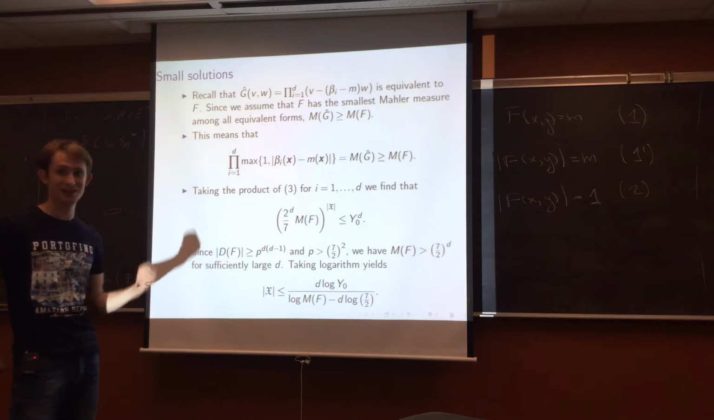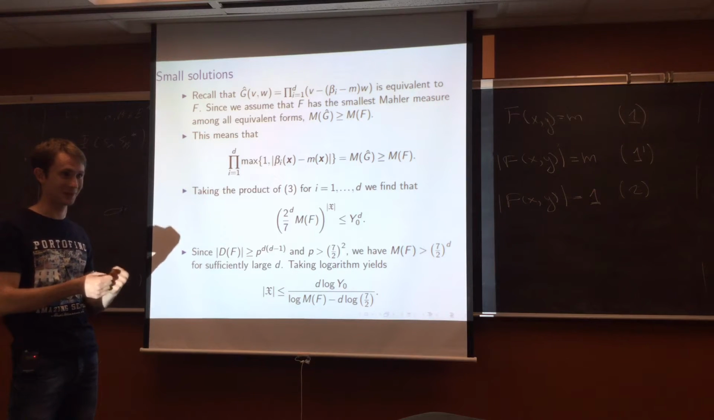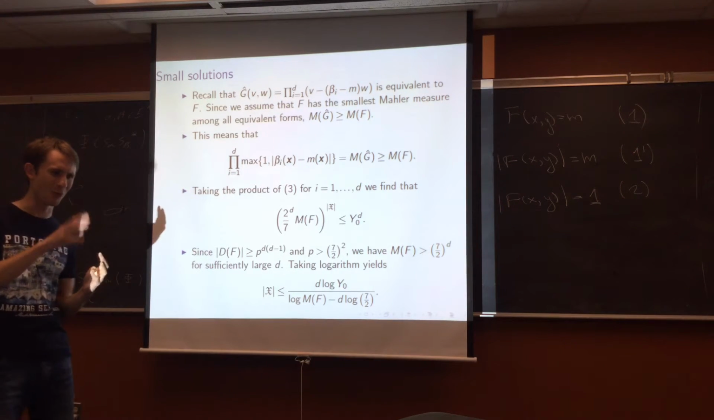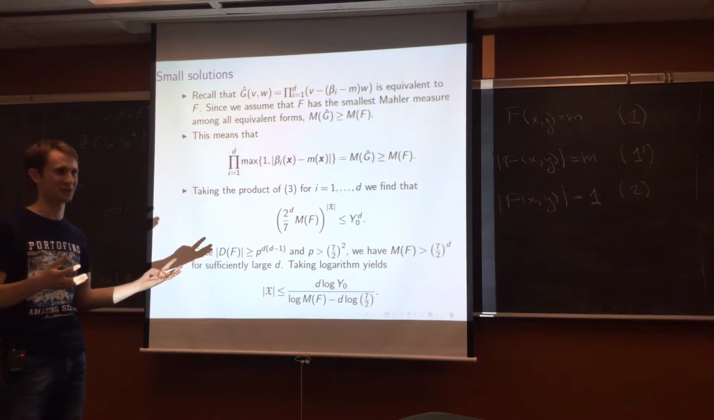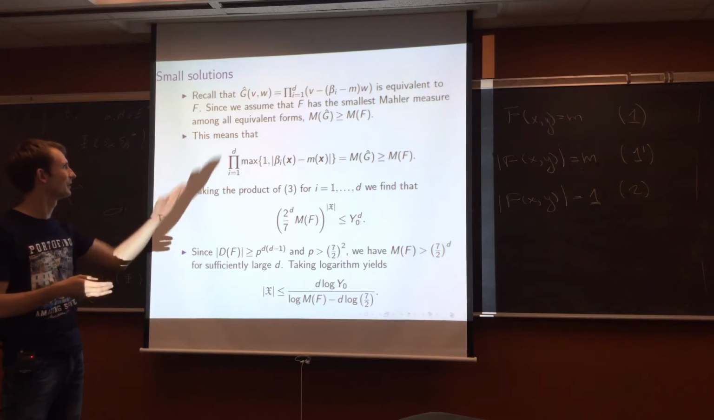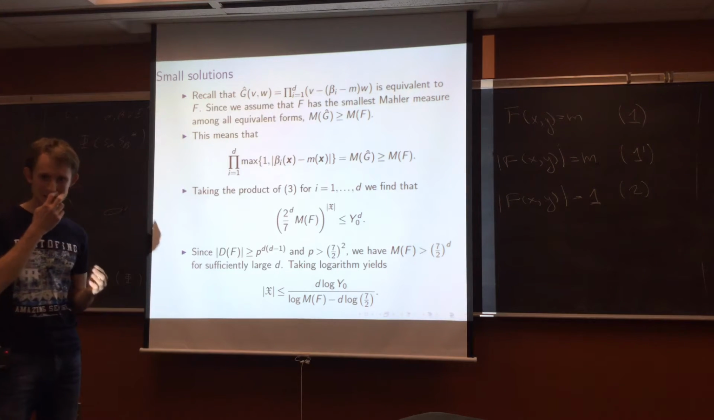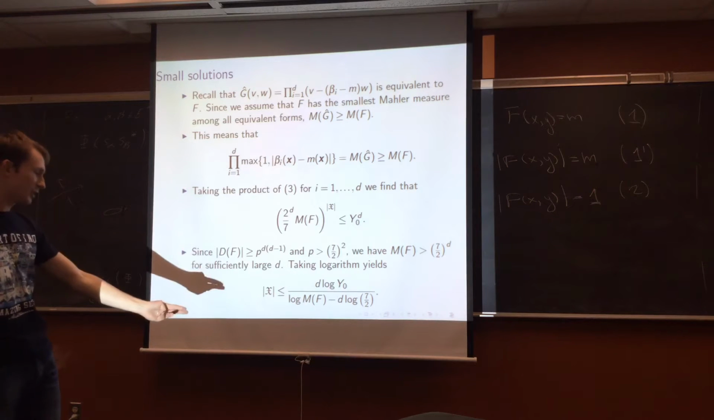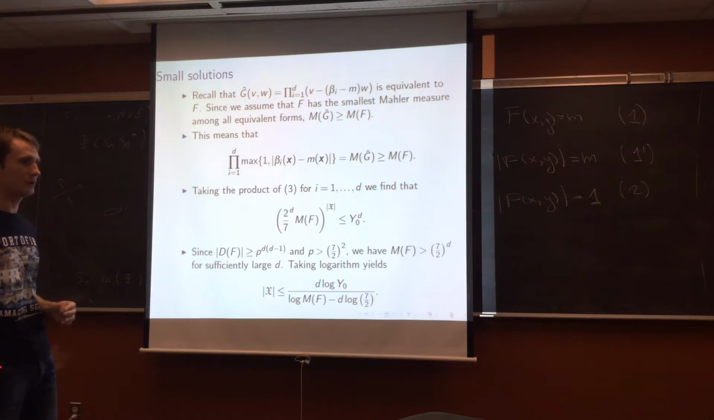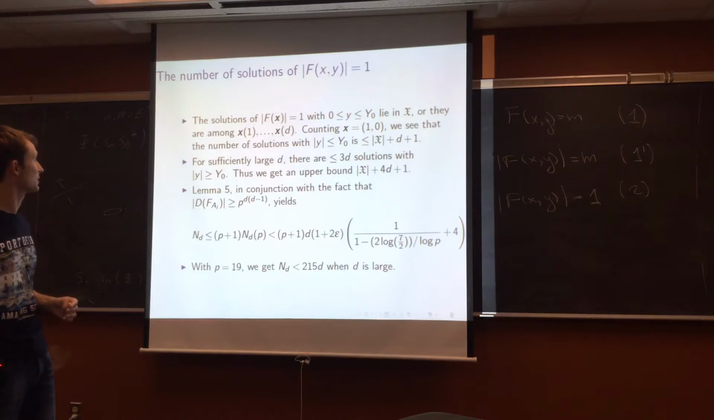Okay? So it's just a very clever way to play with the estimates, and noting that at some point when multiplying over all i's, we're actually getting the molar measure of this form over here. So it's a clever approach. So this is how from here you can deduce the upper bound on the number of small solutions.